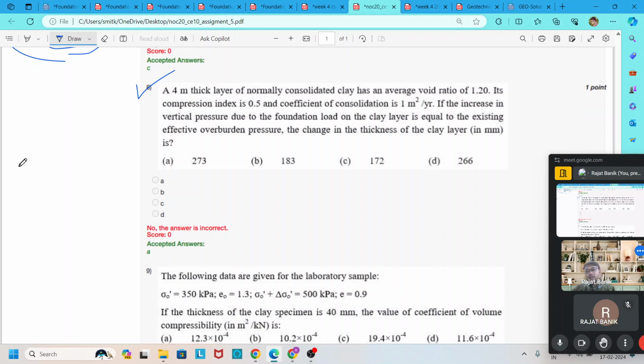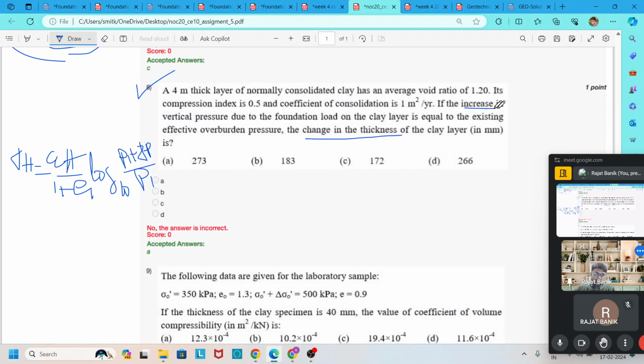So we know that primary consolidation settlement delta H is equal to Cc into H, the thickness of the layer, over 1 plus e1 or e naught, into log 10 of (P1 plus delta P) divided by P1. So here it is said that the increase in vertical pressure due to the foundation load on the clay is equal to the existing overburden pressure. So delta P is equal to P1. So the ratio will become 2 by 1.